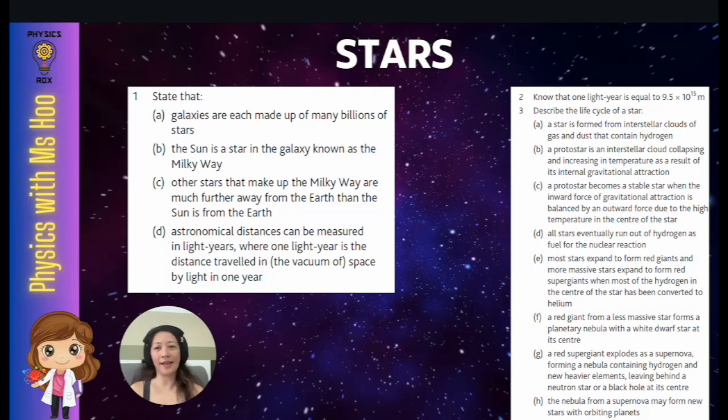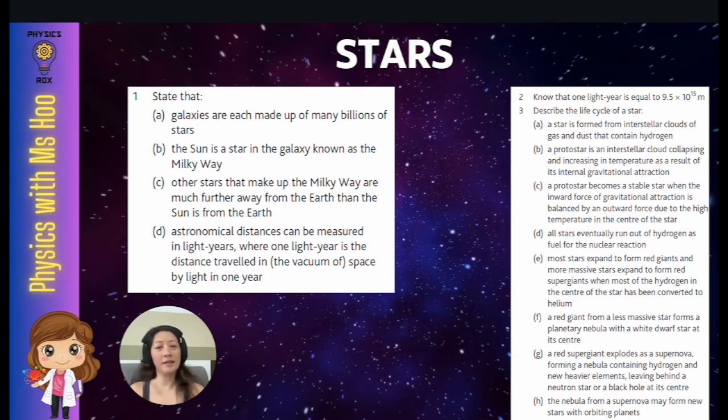So you need to state that the galaxies are each made up of many billions of stars. The sun is a star in the galaxy known as the Milky Way. So we are all residing in the Milky Way. Now, the other stars that are part of the Milky Way are much further away from the Earth than the sun is from the Earth. So very, very, very far away.